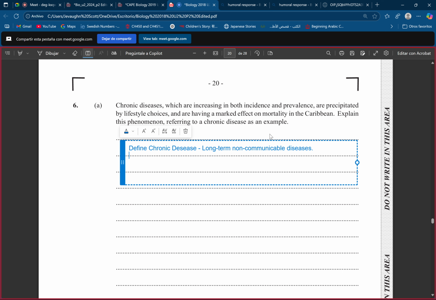But we have that, right? So we can define that first, right? What a chronic disease is, right? What would be the chronic disease that we want to use? It could be any chronic disease. Obesity, because I could explain that one away. Okay, so let's try obesity. It can be anything, it doesn't matter. Obesity. All right, so obesity is what we're talking about.